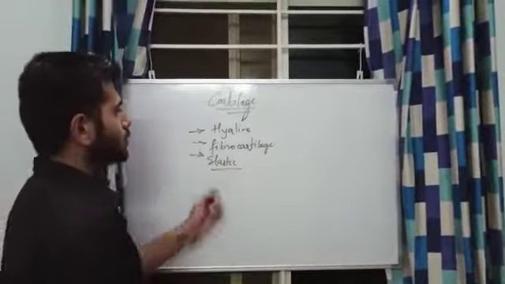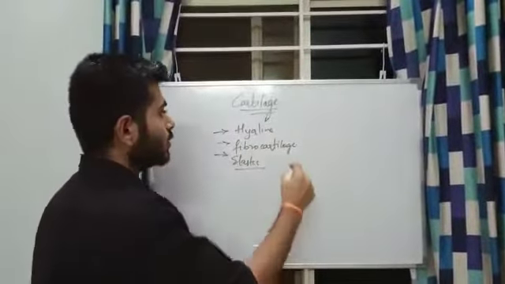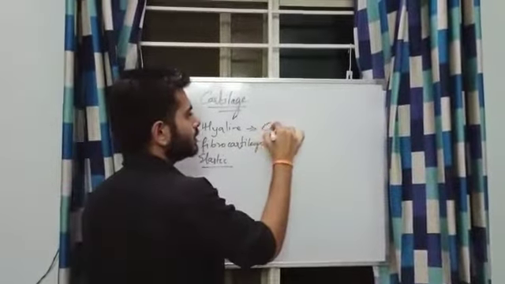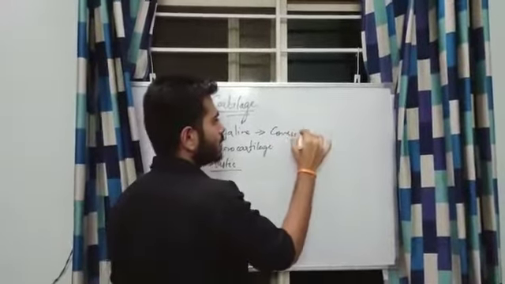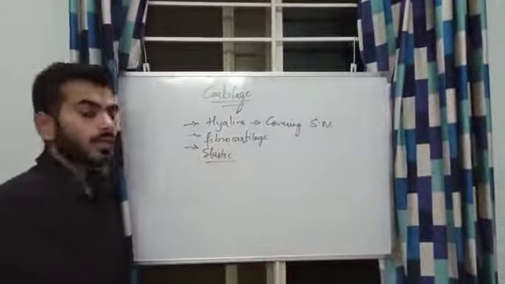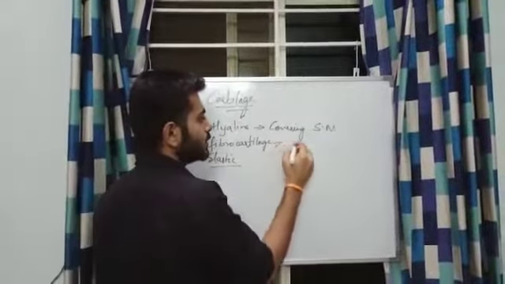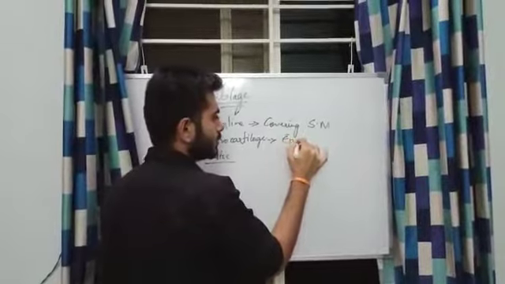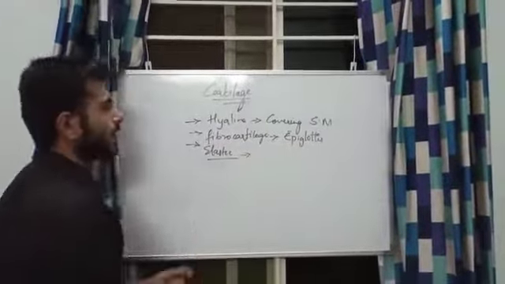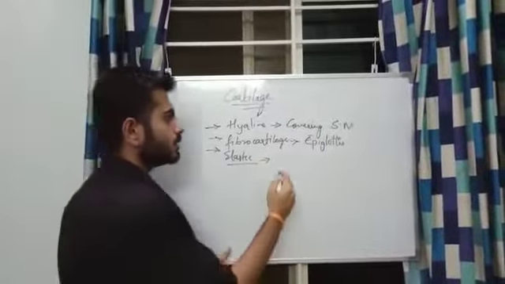So coming on to the hyaline cartilage, we can see these cartilages which are covering the synovial membranes. Coming on to the fibrocartilage, this is the cartilage which is found in the epiglottis. And the last one is elastic cartilage. Elastic cartilage is mostly seen in the ear pinna.